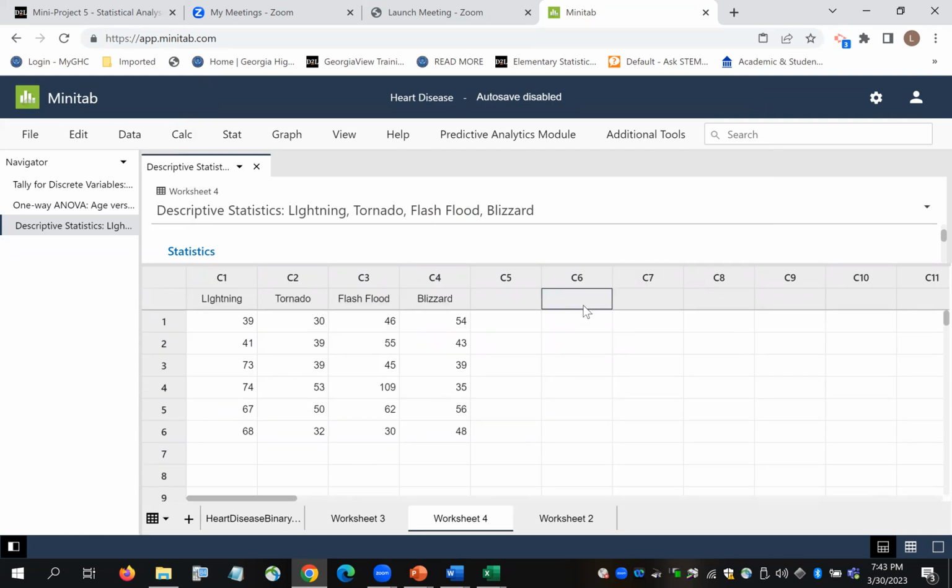Because in order to do Kruskal-Wallis, we're going to have to enter it a different way. We have to put the weather in one column because the weather is our factor, and our response is the number of deaths. I apologize, I forgot this part. I don't do Kruskal-Wallis very often.